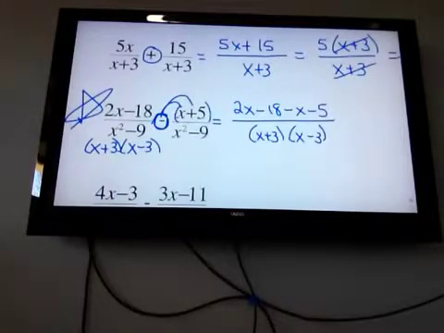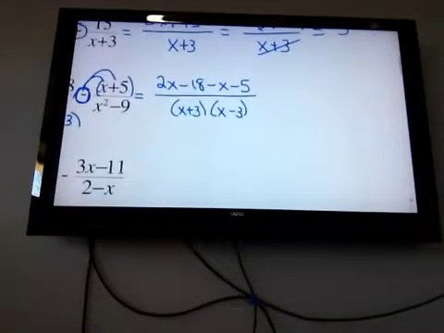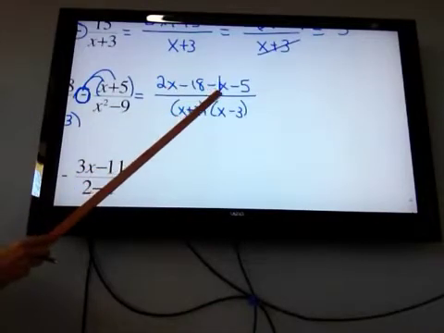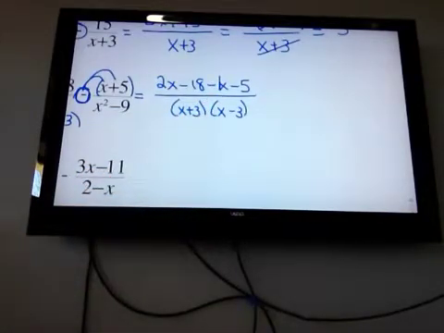And then 3 steps. Add, factor, reduce. So let's add: 2x minus x. That's a 1, so this is 2x minus 1x, that's 1x. Minus 18, minus 5, minus 23.